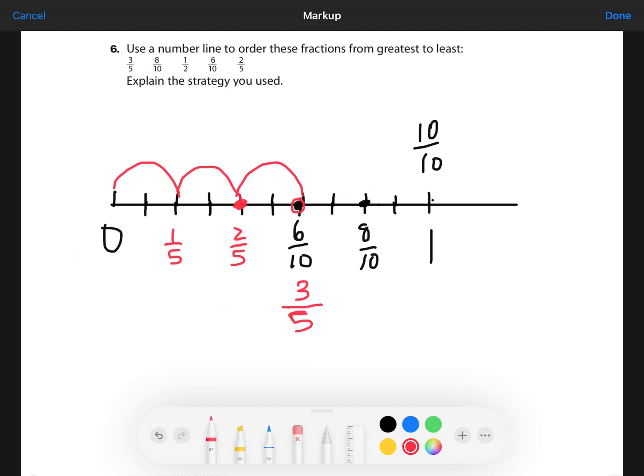For the halfway point between 0 and 1, we can think about if 1 is 10/10, then half of 10/10 is 5/10. And I'll just write that down.